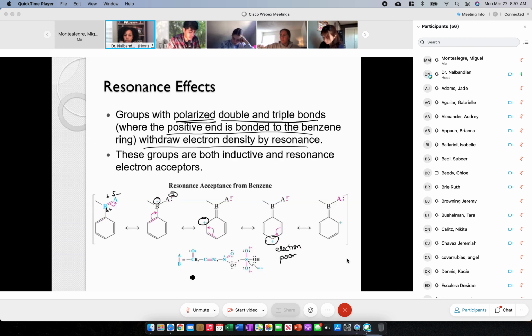So notice that we saw these groups before, right? The carbonyl, cyano, nitro, sulfonic acid group. We saw them before as inductive electron withdrawing groups, and now we're seeing that they're also resonance electron withdrawing groups. So these are electron withdrawing groups by both resonance and induction.